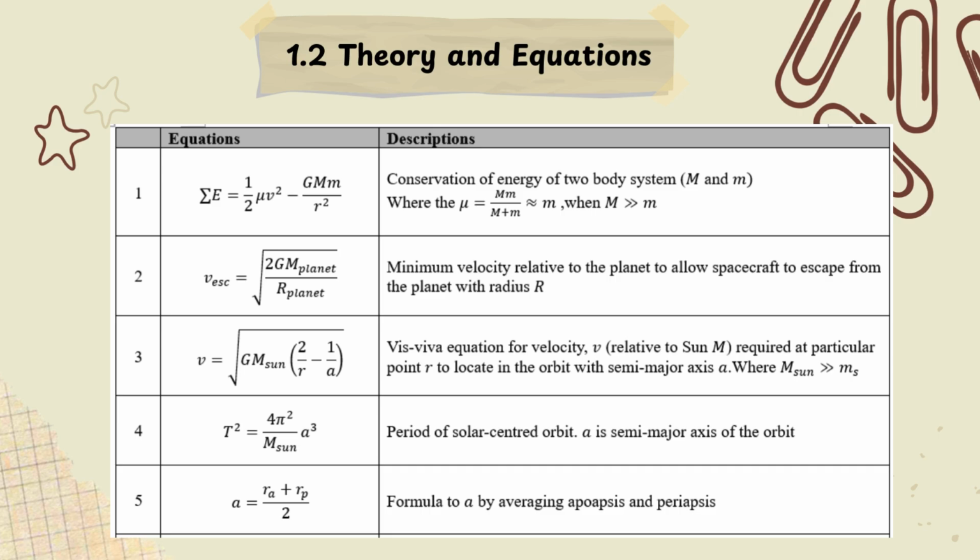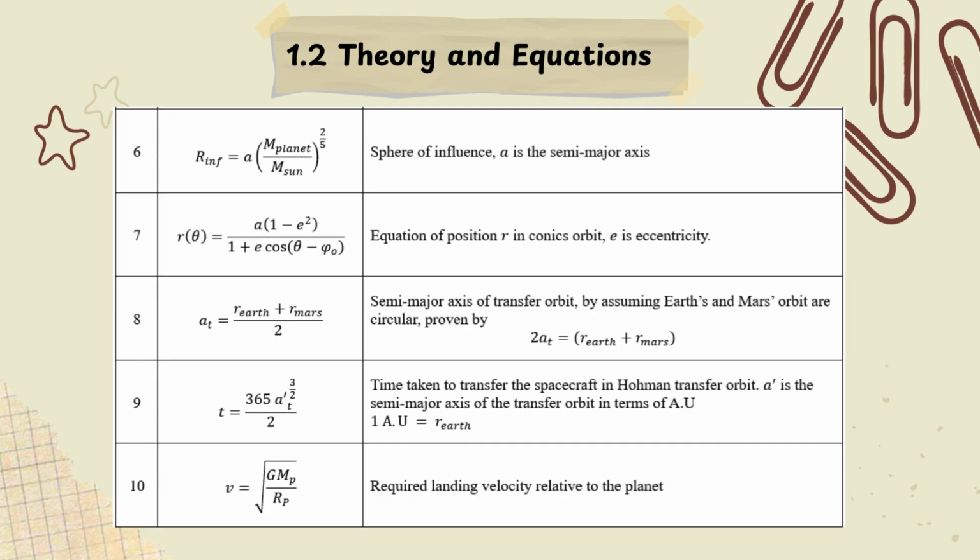These are the theory and equations we have used in the assignment, such as conservation of energy and escape velocity, the vis-viva equation for velocity, and also the period of solar-centric orbit, followed by the sphere of influence, semi-major axis for transfer orbit, and the time taken to transfer the spacecraft in the HTO.